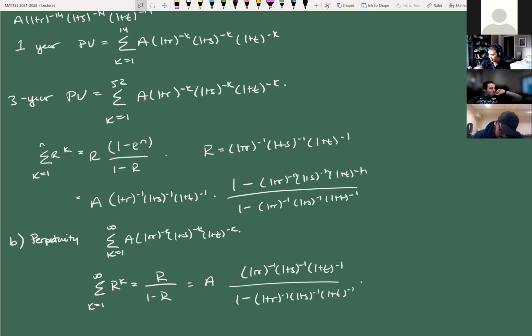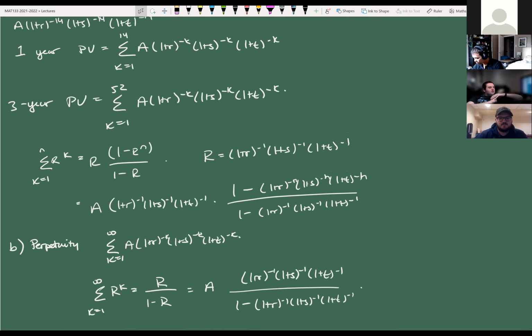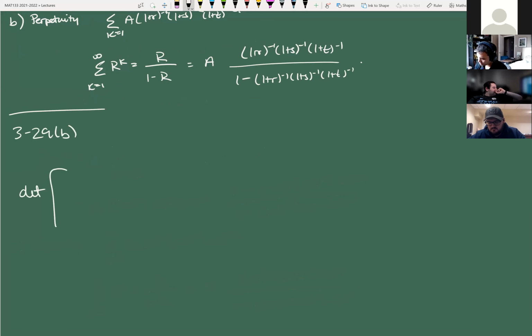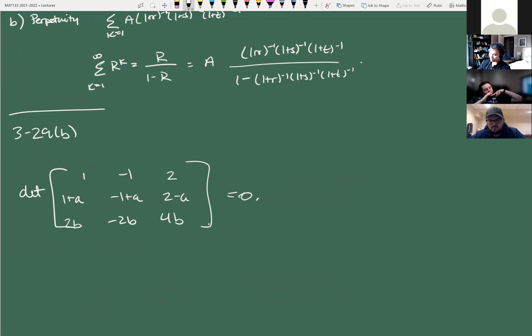So 329b. Okay, so 329b. And it says find the determinant of what? 1, -1, 2, 1 plus a, -1 plus a... Oh yeah, okay, never mind. This isn't too bad. There's a hack to this. 2b, negative 2b, and 4b. Okay, great. This is 0.